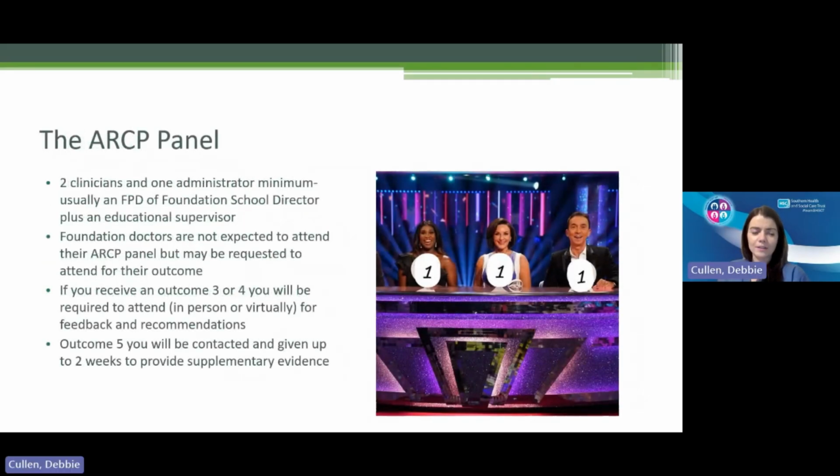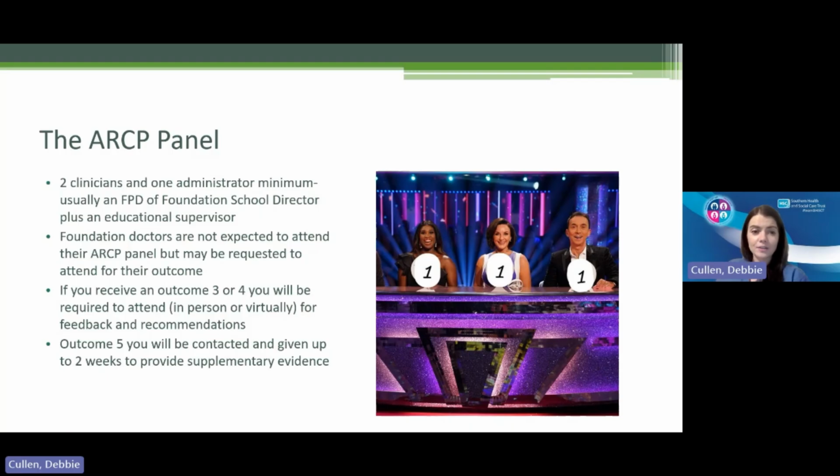So I talked a little bit about the panel. So who actually makes up an ARCP panel? An ARCP panel is made up of a minimum of 3 people. 2 of them will be clinicians and 1 medical education administrator as a minimum. And of those clinicians, usually 1 will be a foundation program director or a foundation school director, plus someone with an educational role, an educational supervisor. Not necessarily your educational supervisor, but an educational supervisor from the trust or foundation school.